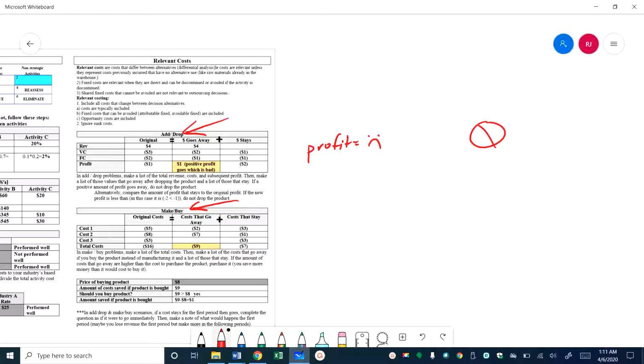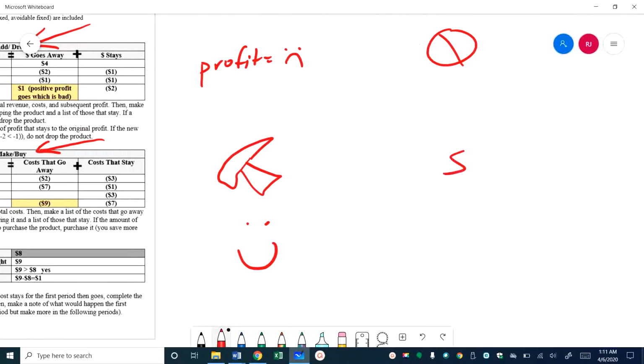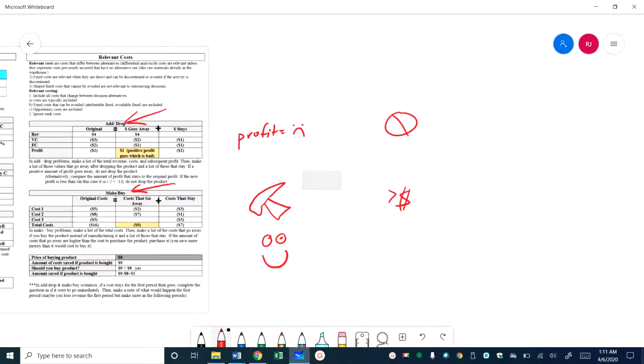In make or buy situations, you're looking at a product and you're deciding to make it, and that might be going well and all. However, somebody may come up to you and offer you to make that same product at a smaller price. So you have to decide whether to keep making the product or to buy the product instead.